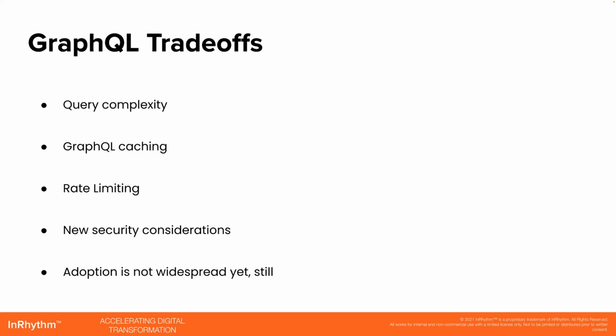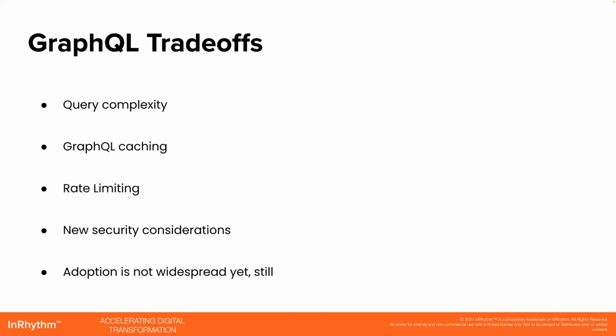Trade-offs. Query complexity. You can imagine that we can nest queries deeply. Some backend APIs are going to limit how far you can nest. Some even say you can only nest 2 layers. Some say 3. But there is complexity if you're going to be nesting more than that.